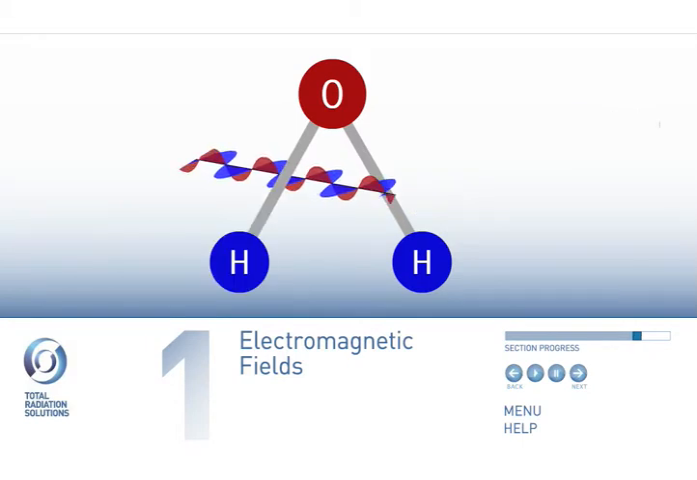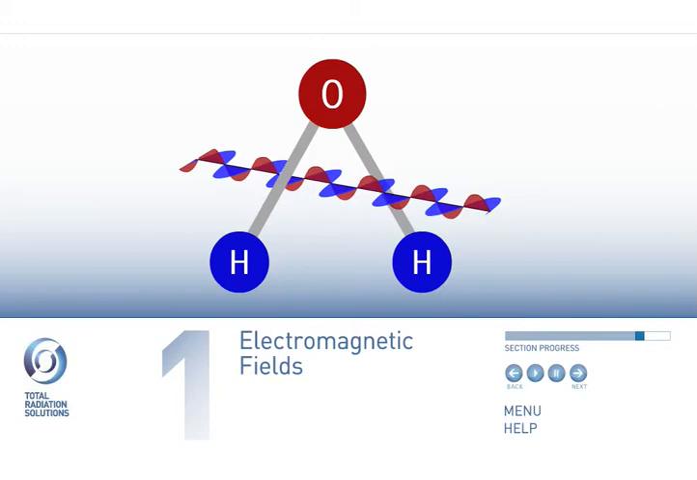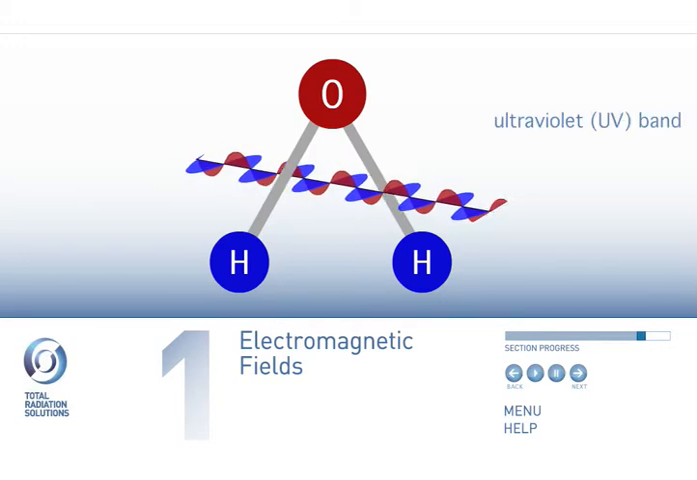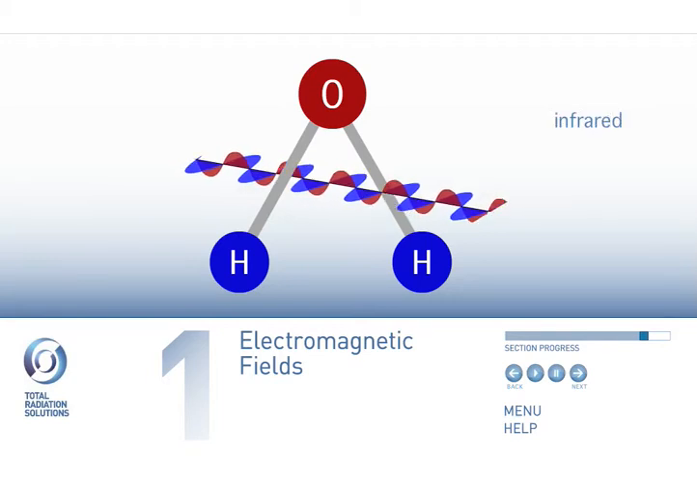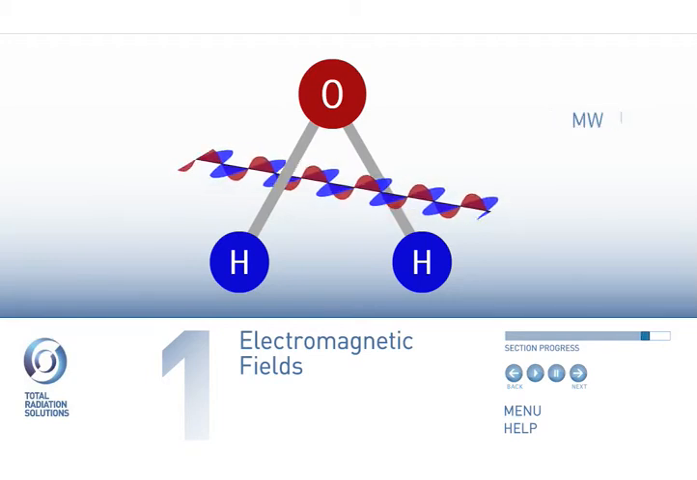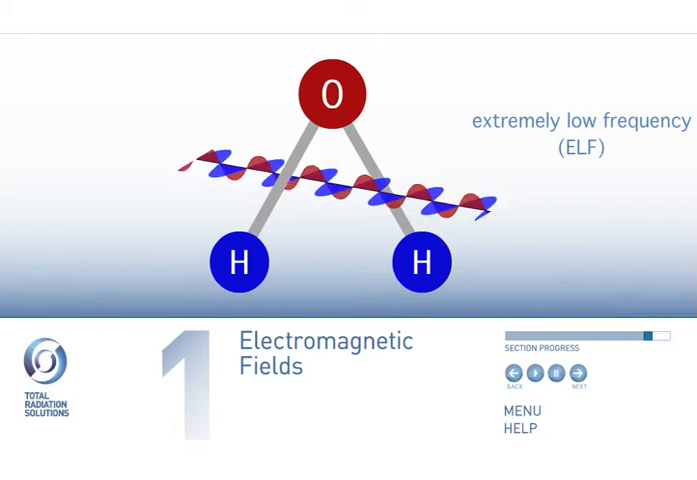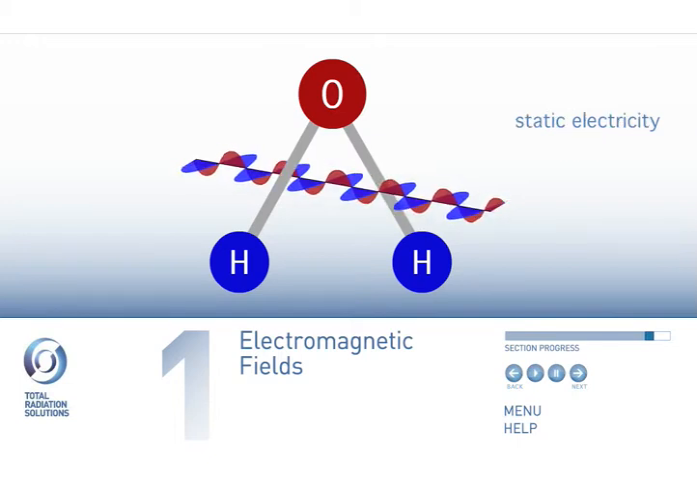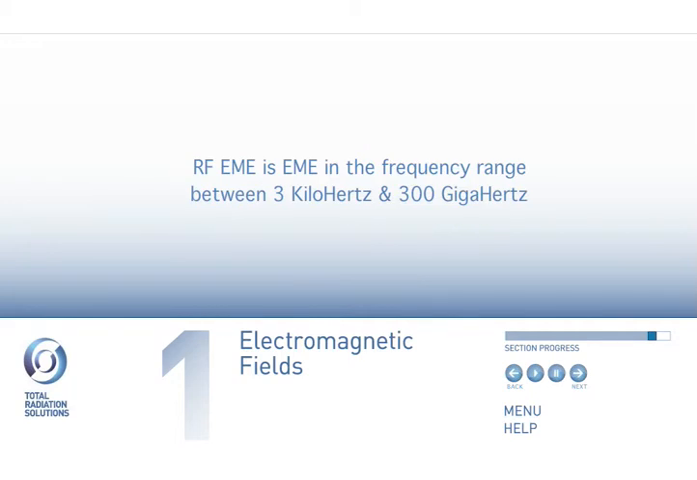Non-ionizing radiation energy is unable to break molecular bonds inside cells. Examples include some parts of the ultraviolet UV band, visible light, infrared, RF MW, extremely low frequency ELF, static electricity, and magnetic fields. Radio frequency EME is EME in the frequency range between 3 kHz and 300 GHz.